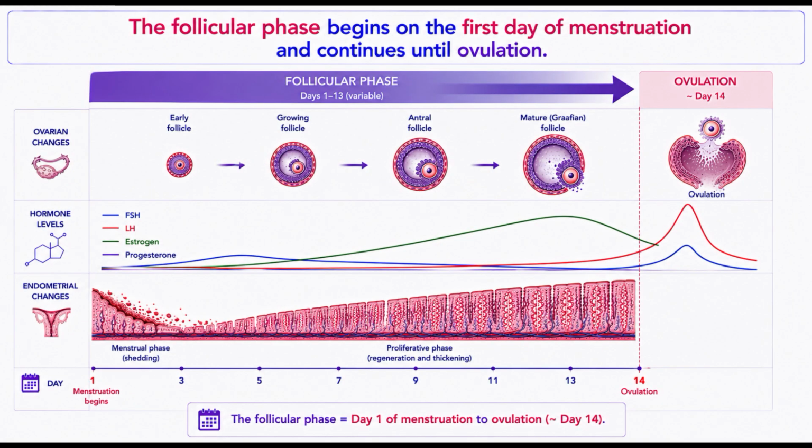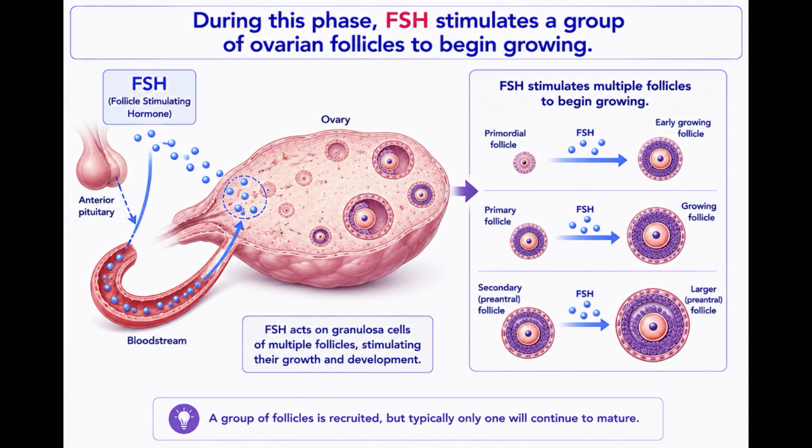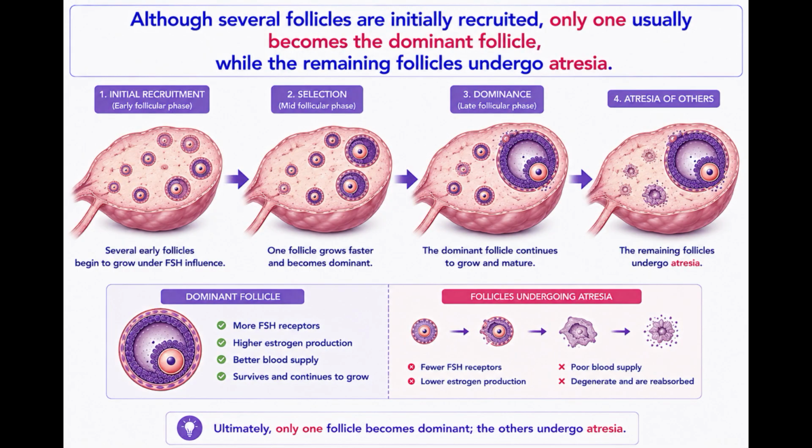The follicular phase begins on the first day of menstruation and continues until ovulation. During this phase, FSH stimulates a group of ovarian follicles to begin growing. Although several follicles are initially recruited, only one usually becomes the dominant follicle, while the remaining follicles undergo atresia.